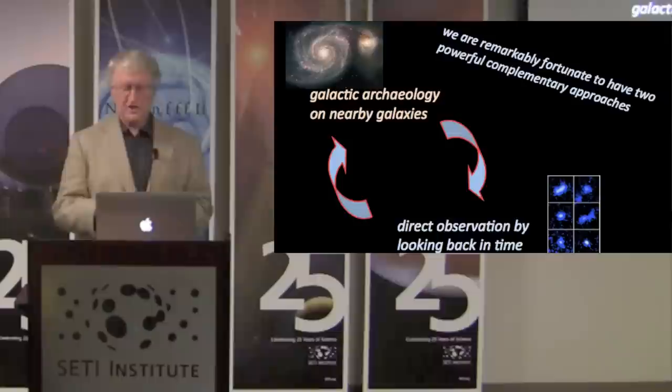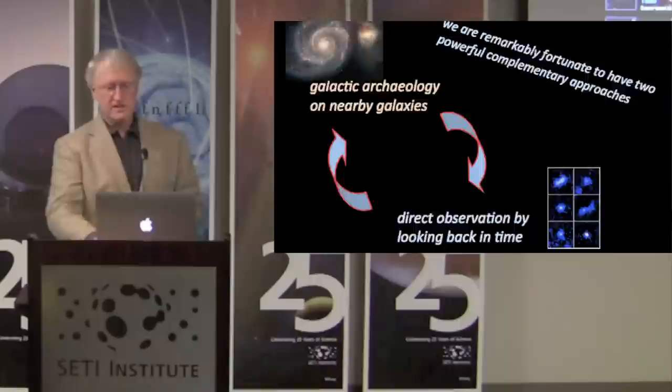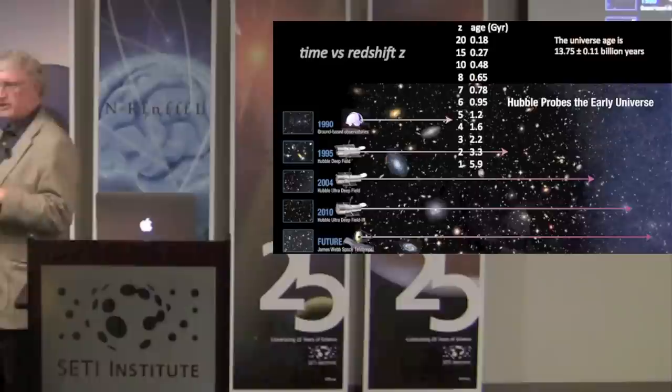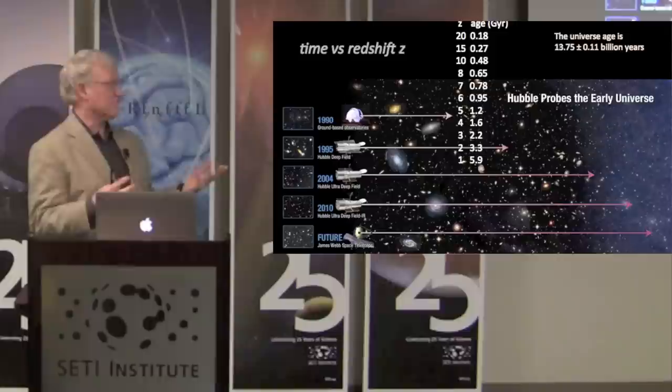So I am going to concentrate on the direct observation, but a lot of what we understand about galaxies has come by combining these two sets of results. So let me set the stage for you, because I have trouble remembering this and I work in this field all the time. So just the time frame. We talk about redshifts all the time. You know, we're working at redshift 6, at 8, at 4.